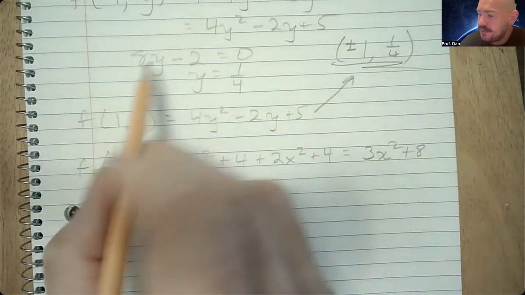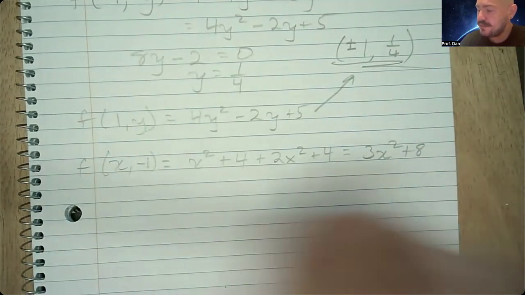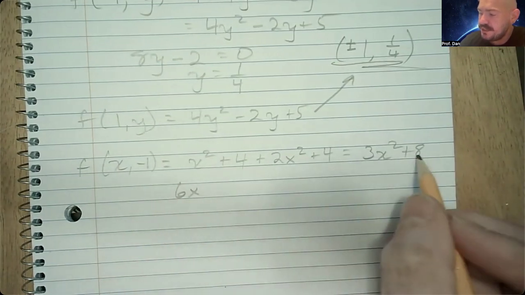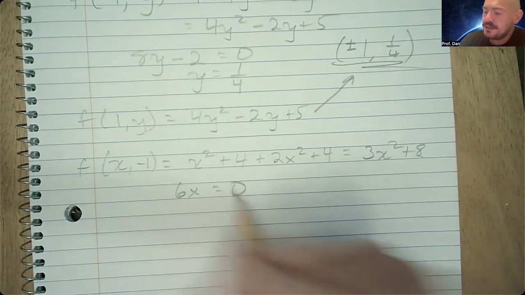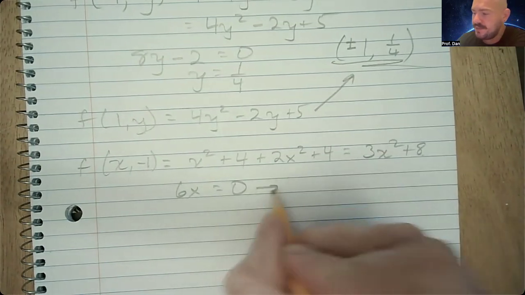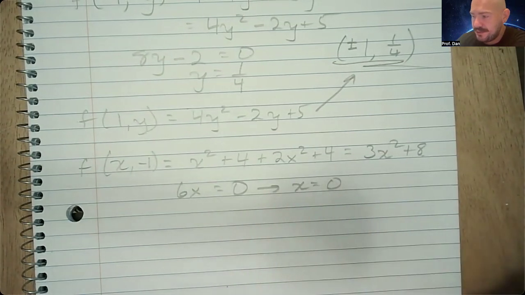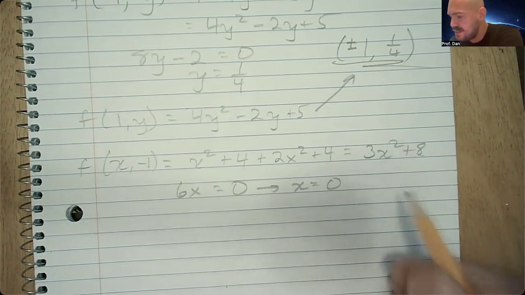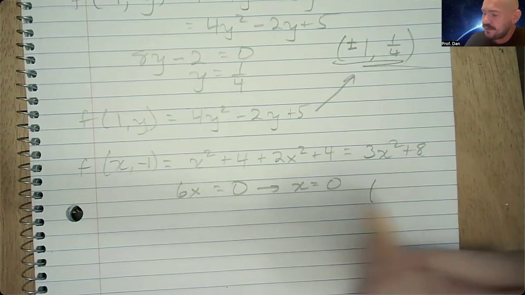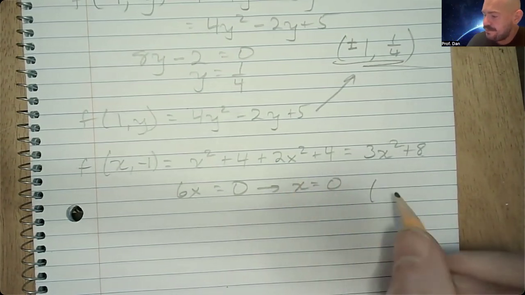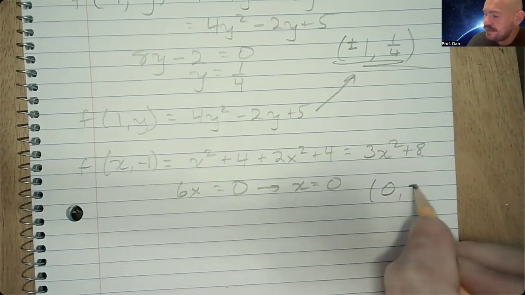Now, if I do my analysis, I'll take my derivative, 6x, and set that equal to 0. If I solve that for x, I end up getting x is equal to 0, which means that a critical point I get from this edge is 0, -1.